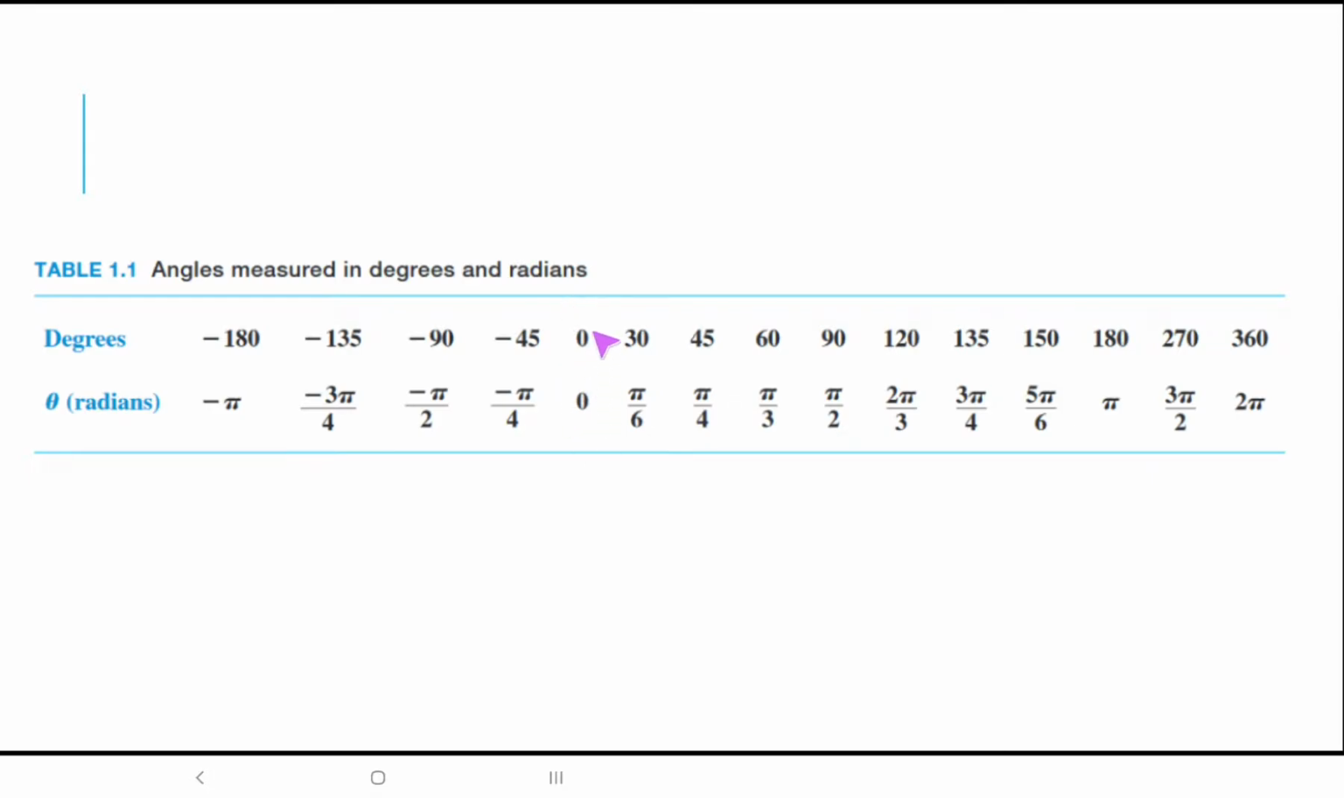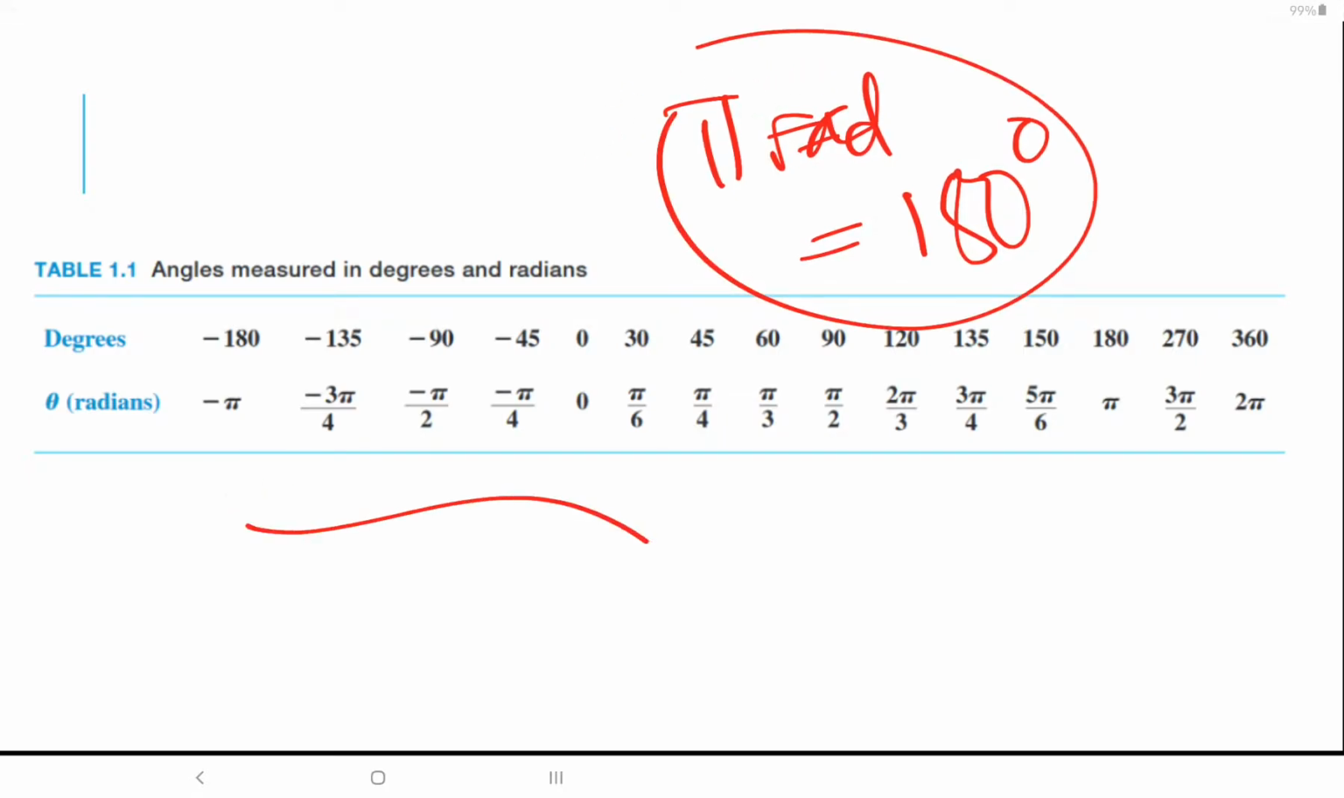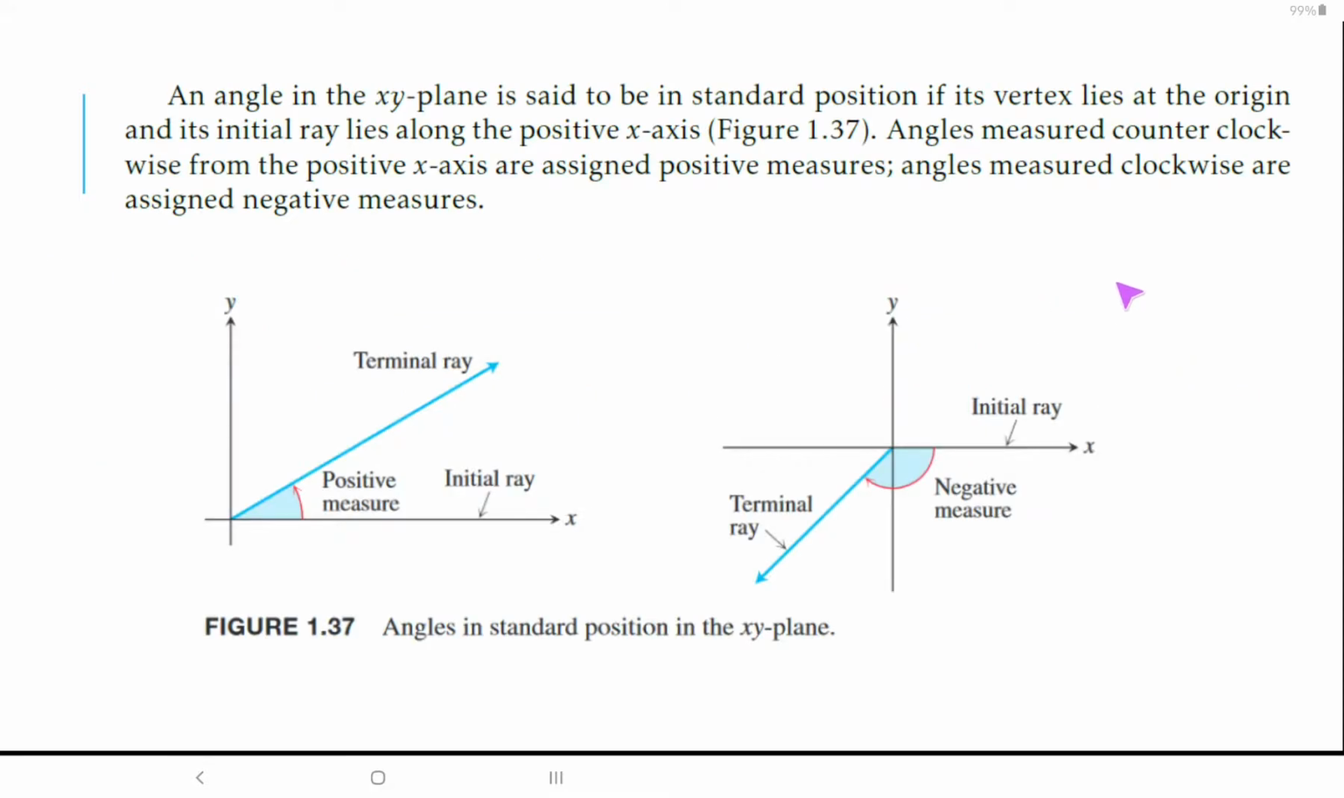So, we have 0 degrees is just equal to 0 radians. Then, as we move to the right, 30 degrees is pi over 6, 45 is pi over 4, etc. Okay? So, basta ang tatandaan nyo lang naman, ang pi radians ay equal kay 180 degrees. And then from this, pwede nyo na makompute yung ibang values dito.